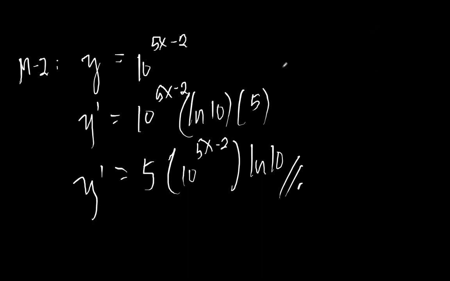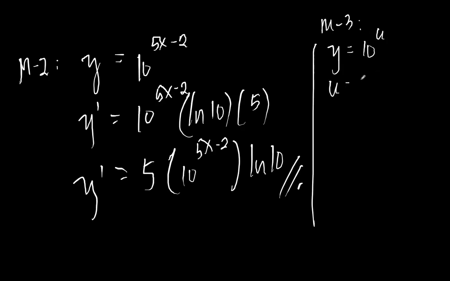Or if you want, we could use the u method. Okay, method 3. Let's use the u, method 3. So y is equal to 10 raised to u, and u is equal to 5x minus 2. So this becomes what? So how do we differentiate y? So y prime is equal to, how do we do that?